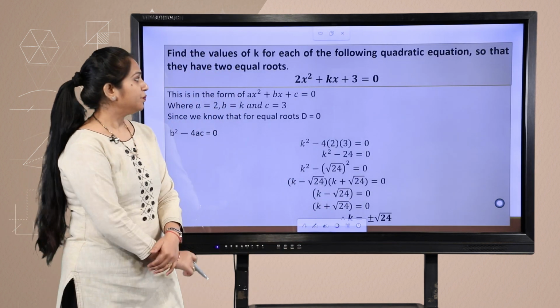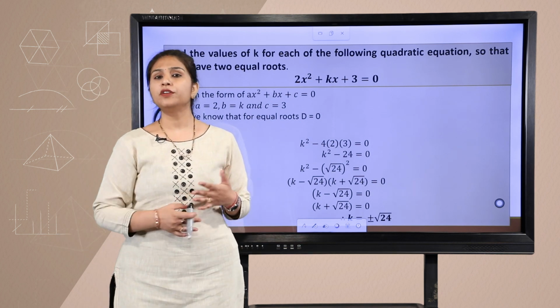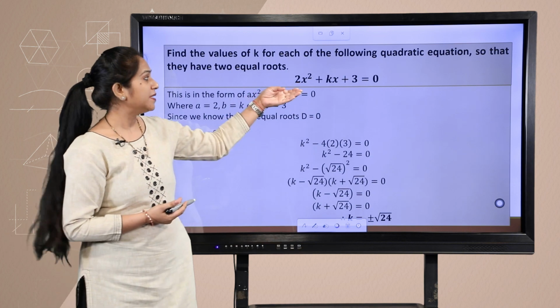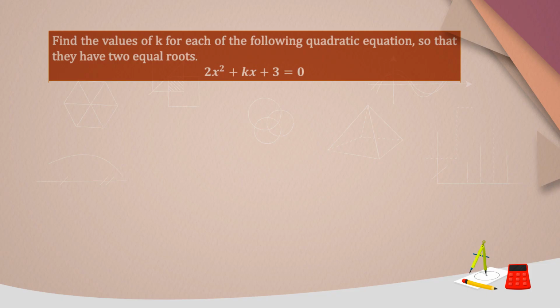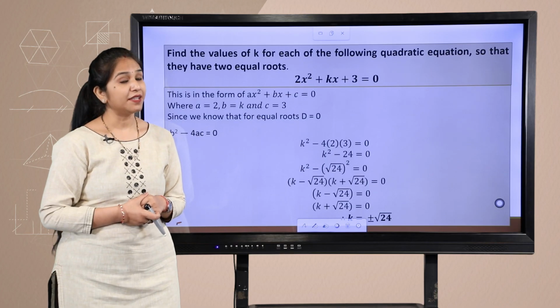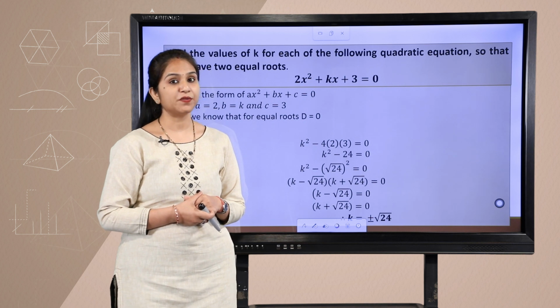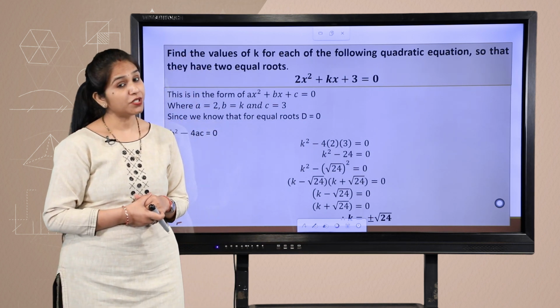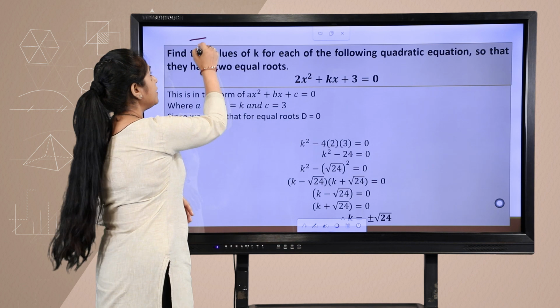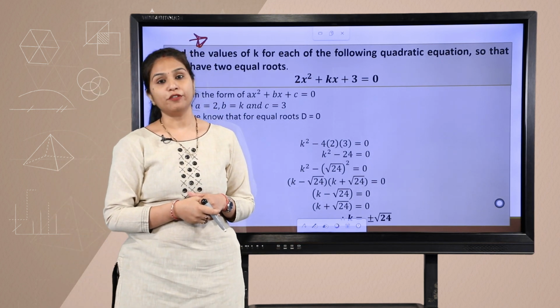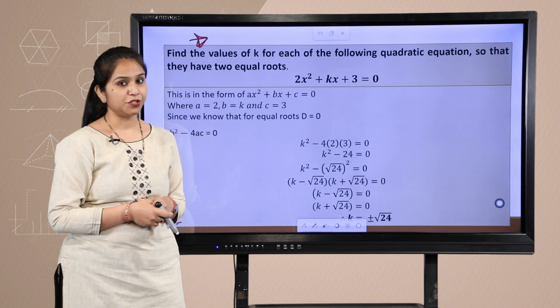Children, now there is another example where we need to calculate the value of missing terms. You can see this is an equation given to you: 2x square plus kx plus 3 is equal to 0, and here the coefficient of x is missing. So in place of coefficient of x we have k. This is one of the very important questions where you need to find out the value of k when the nature of root is given to you.